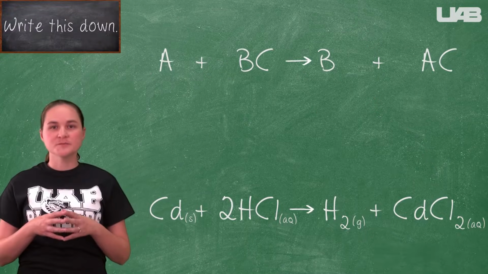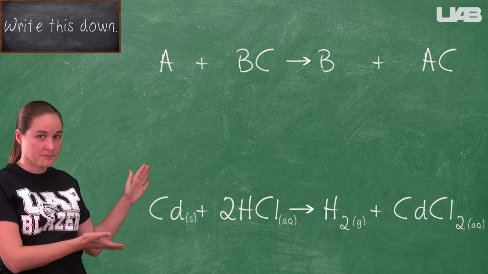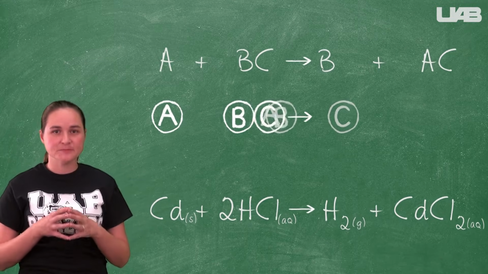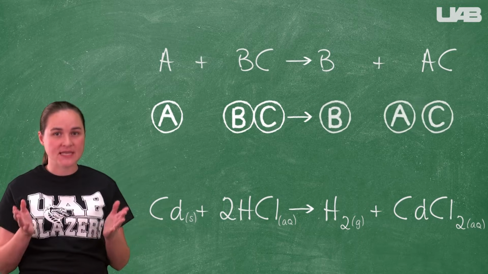There are two main types of reactions that we will be looking at today: single displacement and double displacement. Single displacement follows this general form. You can see that A displaces B to yield a new compound, AC.